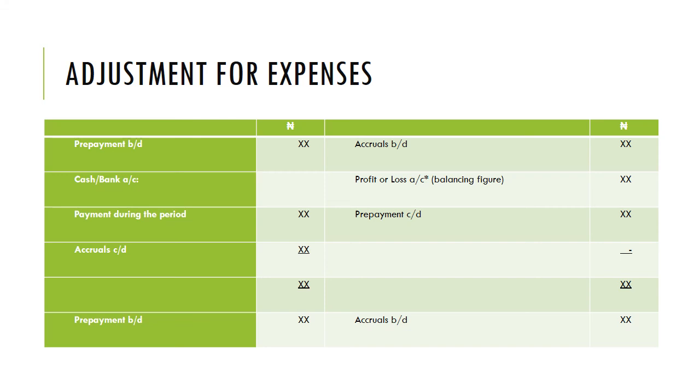Now, if you have cash or bank, you paid, it will be debited. Payment during the period will be debited. Then you have prepayment carried down and accrual carried down. Just as you have brought down of prepayment at the beginning of the period, the carry down will be on the opposite side, and the carry down of the accrual will be on the credit side as well. So the brought down at the end of the period of our accruals will be on the credit side, and the prepayment will be on the debit side, meaning that the prepayment at the end of the period still is an asset, while the accrual is a liability.